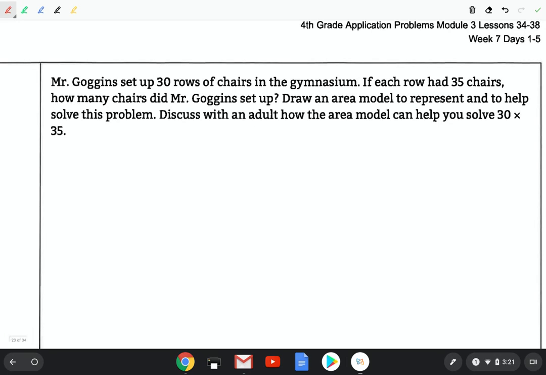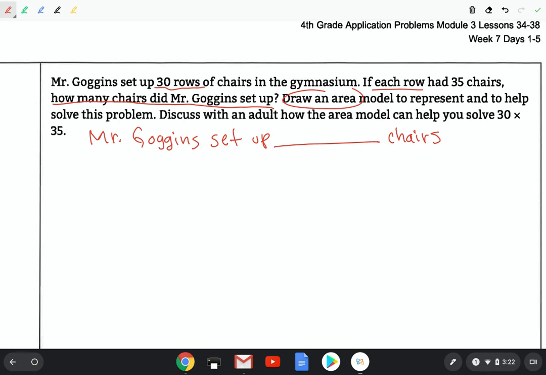All right, and then the last one is the application problem. It says, Mr. Goggins set up 30 rows of chairs in the gymnasium. If each row had 35 chairs, how many chairs did Mr. Goggins set up? So Mr. Goggins set up blank chairs.